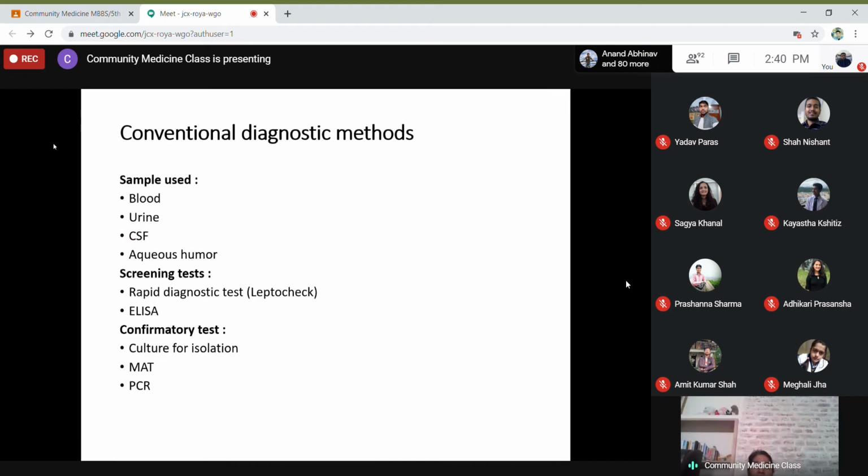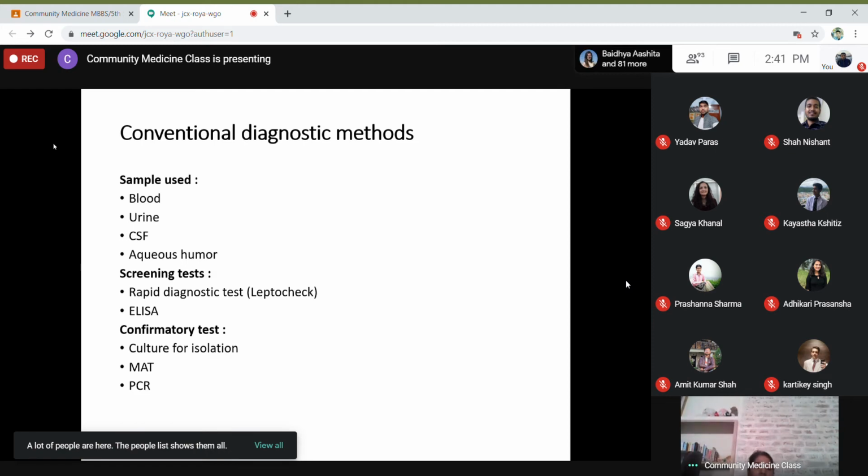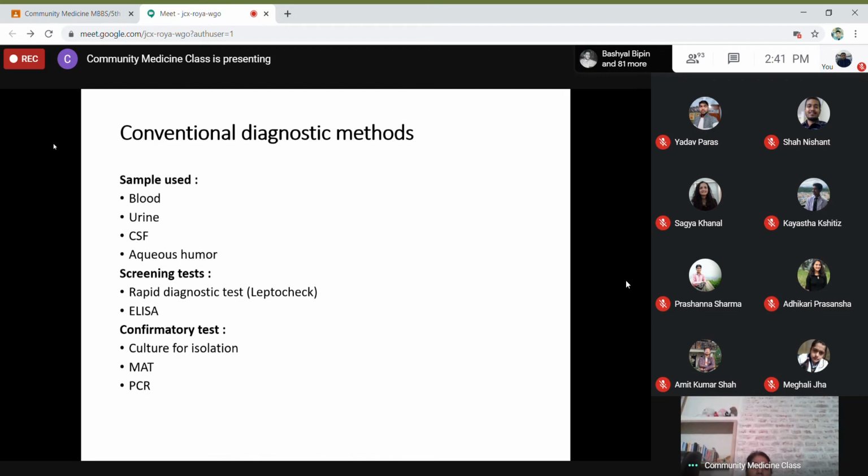So the conventional diagnostic methods are: you collect a sample. You can take a blood sample, a urine sample, CSF, or sometimes, very rarely, and this is just academic interest, aqueous humor. When they've not found anything, they've even looked at testing the aqueous humor, but this is just theoretical. Most often, what is taken is blood and urine.